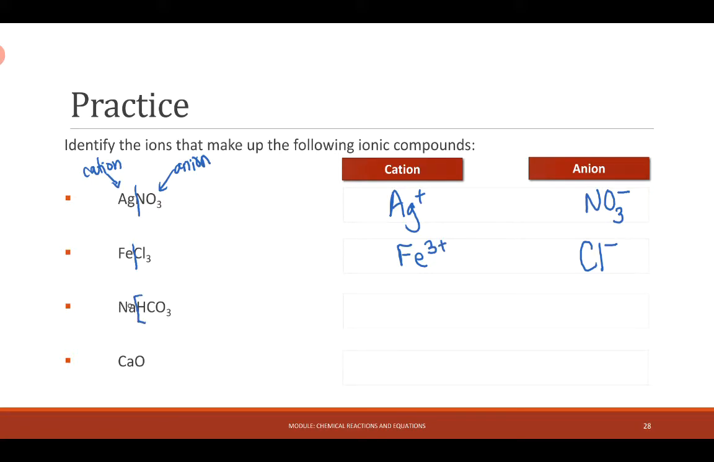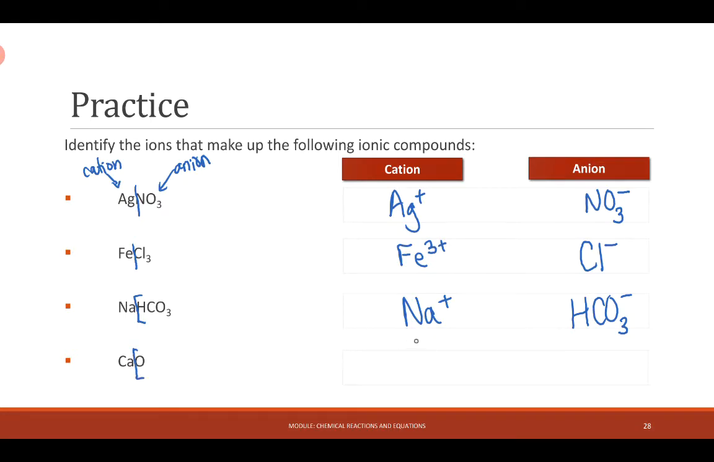For our third one here, we have a cation of sodium and an anion of hydrogen carbonate. Regular carbonate has a 2- charge, but since there's a hydrogen here, that's going to make the charge 1 less. And so now it's only a 1- charge. Sodium is in group 1, and it will be a +1 charge to make this a neutral ionic compound.